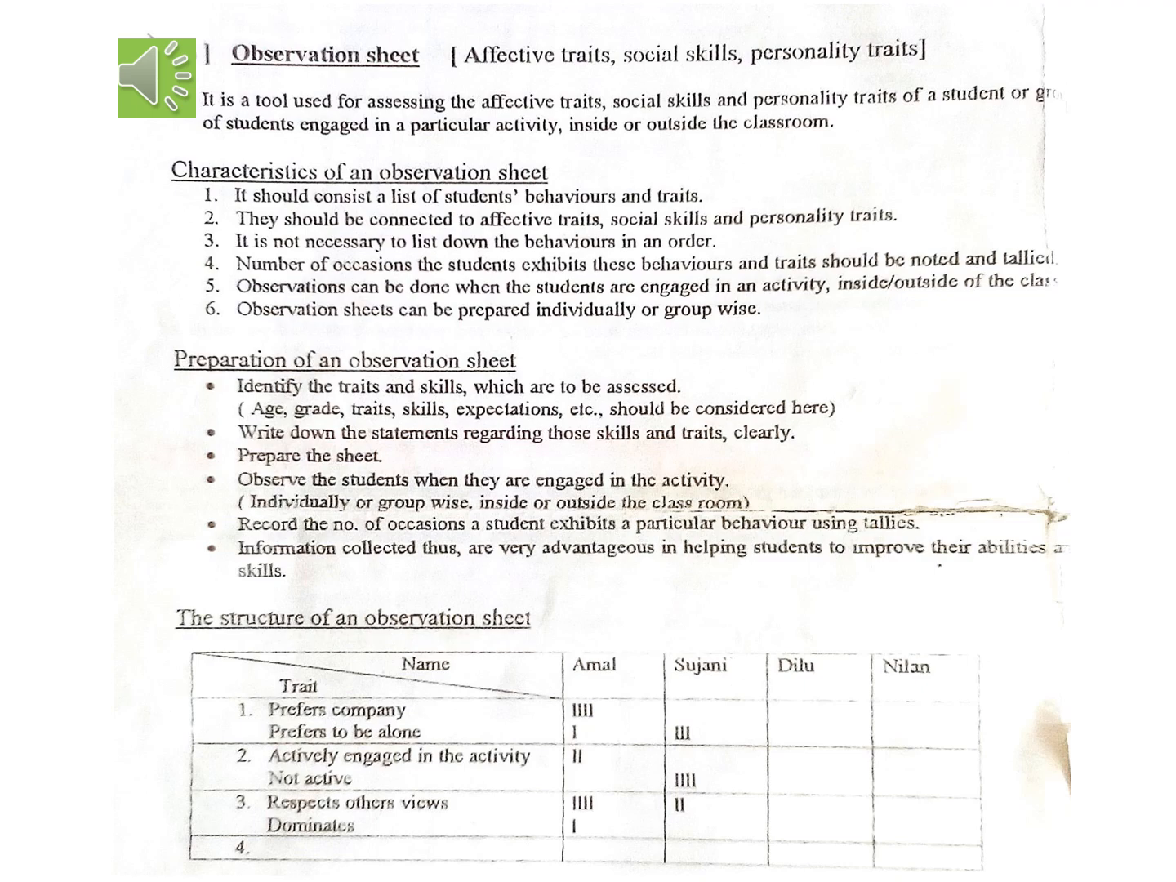An individual person, no? Actively engaged and not active, so she is a passive one. But she respects the others' views. See, likewise we analyze these. That's the observation sheet. Observation schedules are for affective traits, social skills and personality traits.